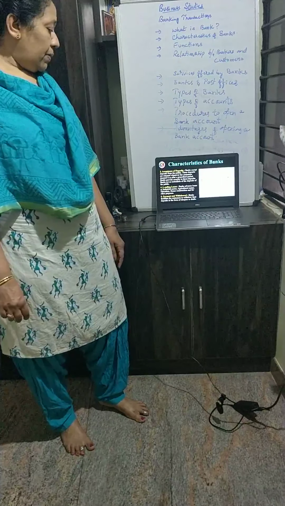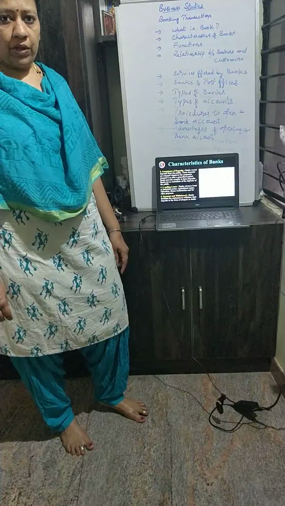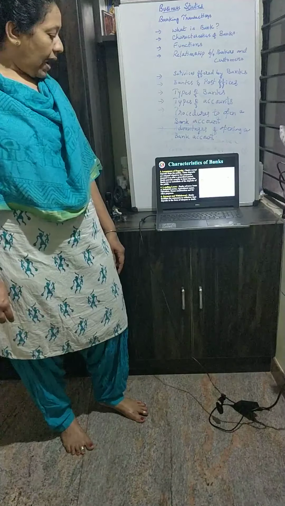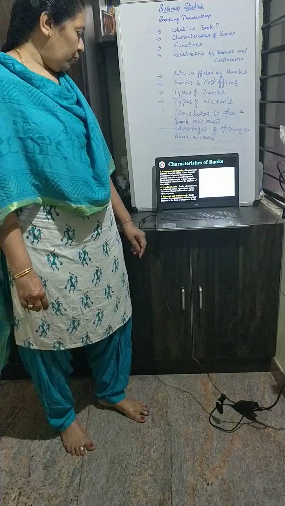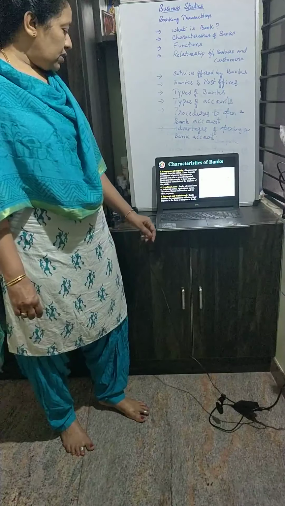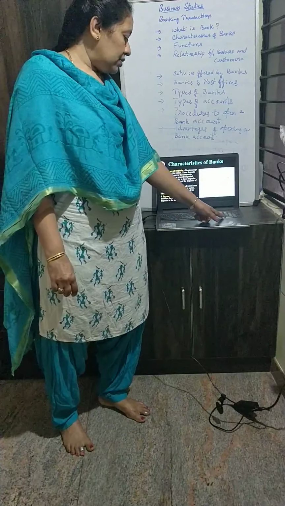The fifth one is payment and withdrawal. The bank will accept payments and withdrawals also, and repay their deposits in the form of checks or drafts.